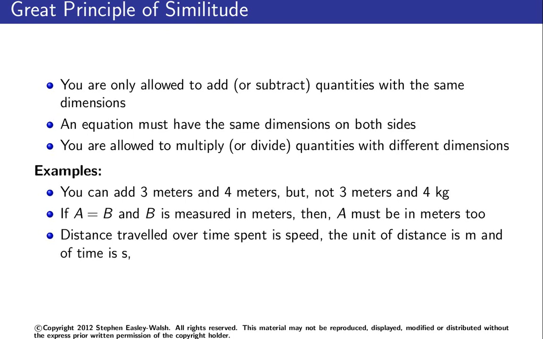And example number 3: distance travelled over time, so distance divided by time, is speed. The unit of distance is meter and the unit of time is seconds. So the unit of speed is meters per second, or meters over second.